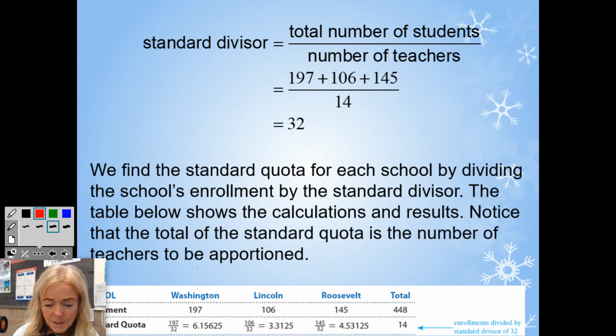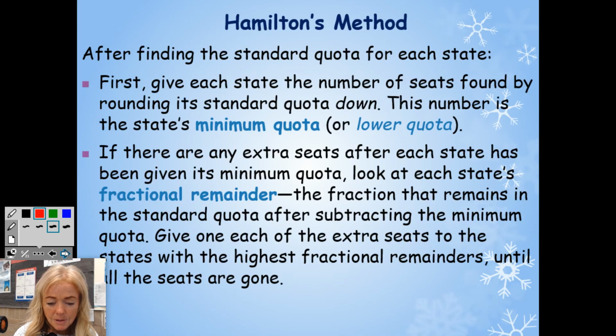This just goes through what we did, so we'll just move on to Hamilton's method. So Hamilton's method, after finding the standard quota for each state, allows us to come up with the number of representatives in the fairest way possible. Now, there are a lot of different methods to find the representatives for each state. Hamilton's method is the one we use, and it's the most popular of them.